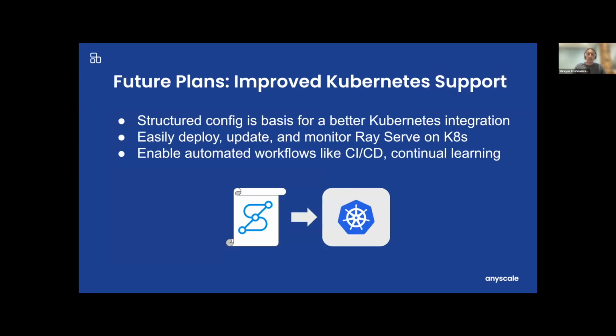So everything I've talked about so far is already in progress. In the future, we also plan to use the operational improvements that we've described in this talk as the basis for improved Kubernetes support. A lot of our users run Serve on Kubernetes, and we'd like to make it as easy as possible to deploy, update, and monitor Ray Serve in production. One of our main goals is to improve automated workflows like continuous deployments and continual learning, which many of our users have been asking for.